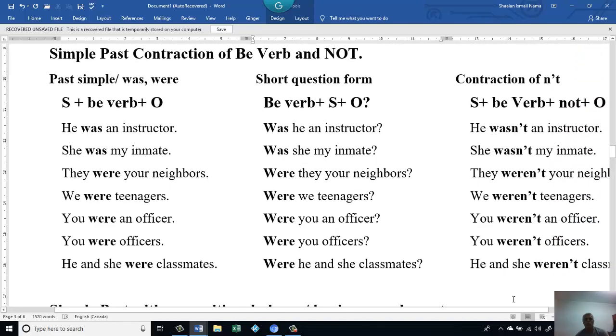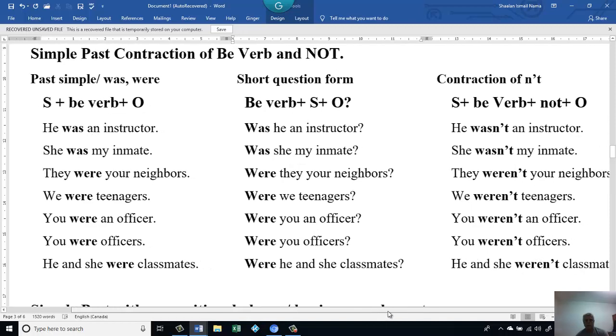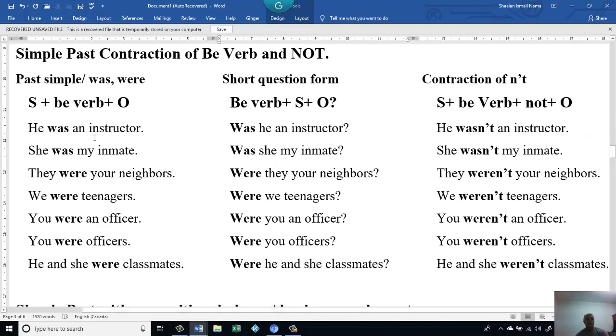Okay, how to make a contraction with an auxiliary verb? Let's say the sentence I have is: He was an instructor. Then to make it a yes or no question, or short answer question: was he an instructor? The answer will be yes, he was, or no, he was not. How to make a contraction when we have a negative?